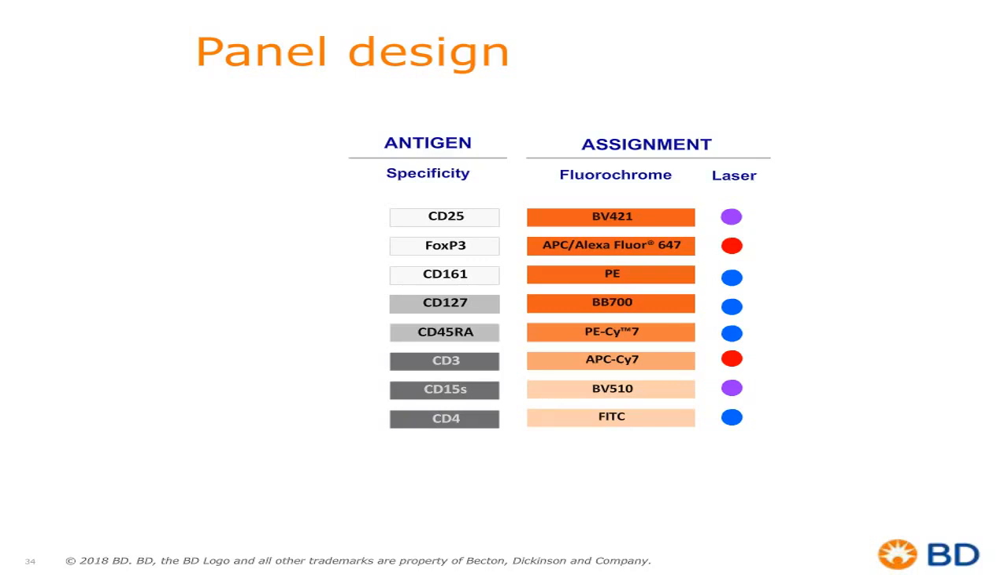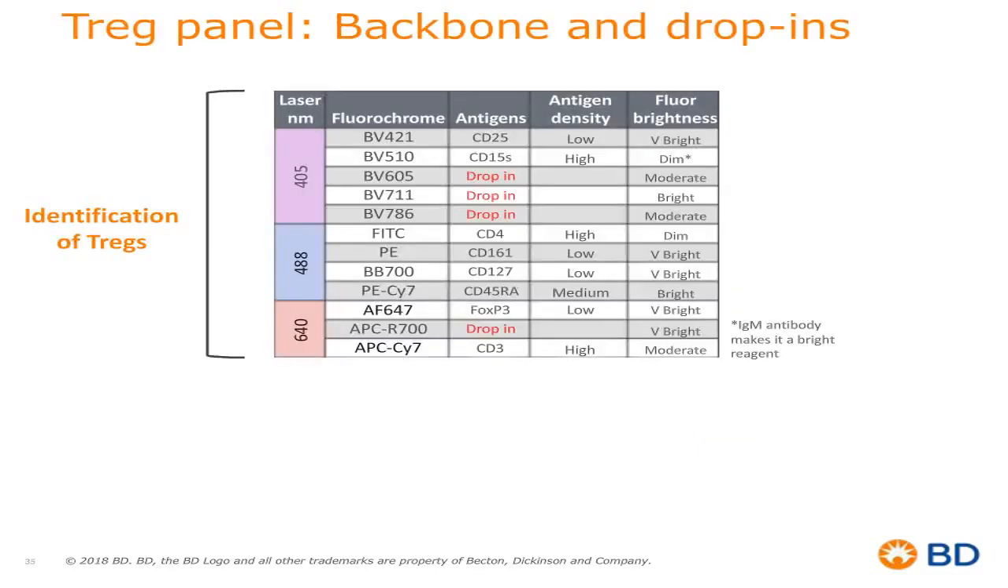Now 45RA can be highly expressed, certainly on naive cells, and so there could be residual spillover into the CD161 PE channel. But as you saw in my co-expression work earlier, there really is no co-expression of CD45RA and CD161. So that tells me I probably don't need to worry about that. So now this is what my panel looks like.